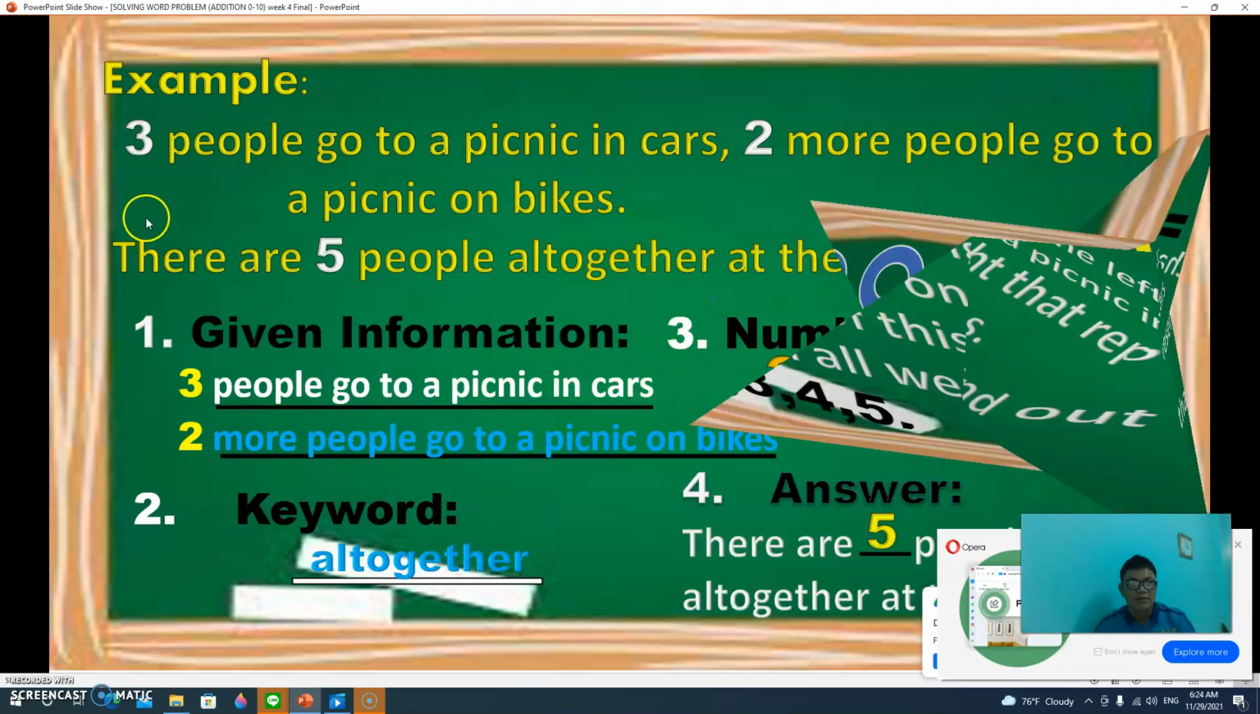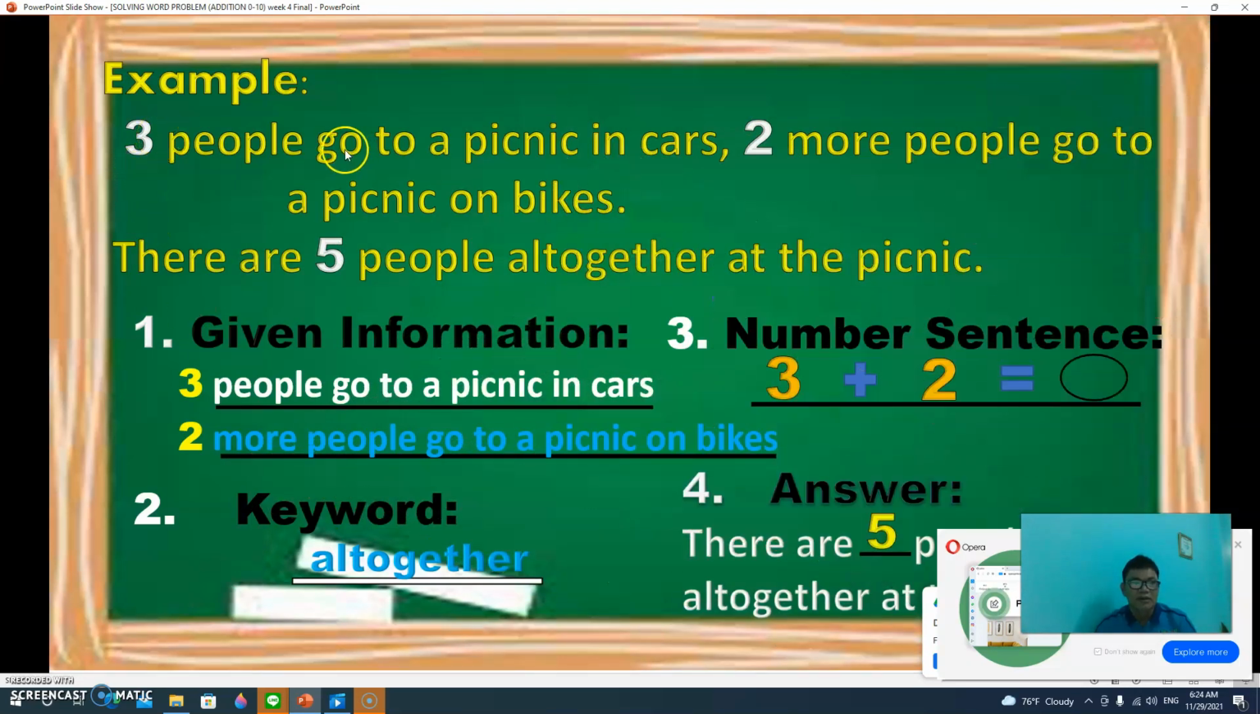Next, for our example, again, 3 people go to a picnic in cars, 2 more people go to a picnic on bike. So there are 5 people altogether at the picnic. Okay, so let us answer number 1.